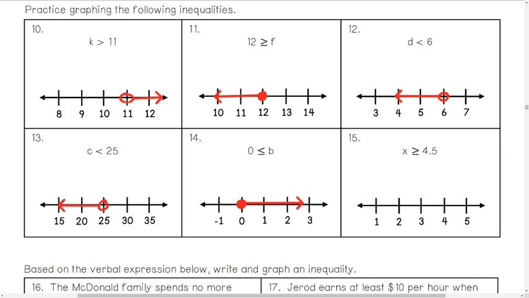Number 15, we would have x is greater than or equal to 4.5. So halfway between 4 and 5, I'm going to go ahead and do a closed circle. And it says x is greater than, so it has to go to the right.